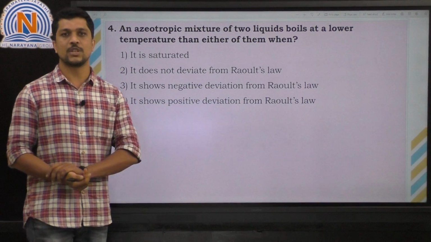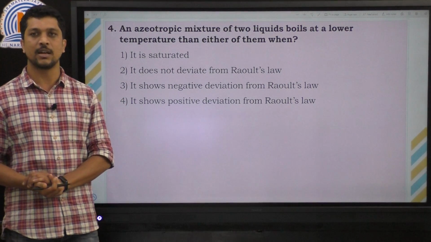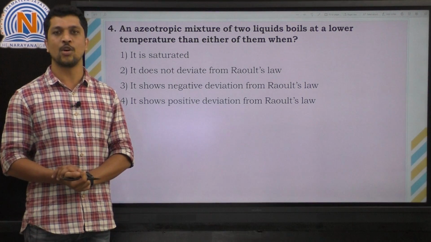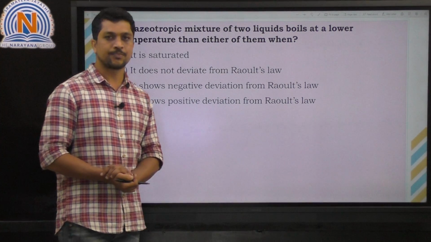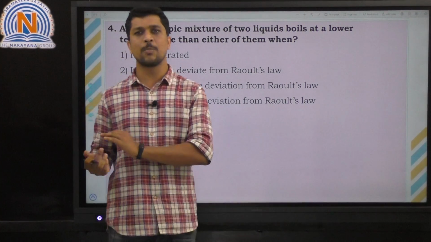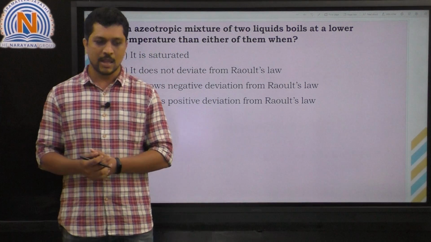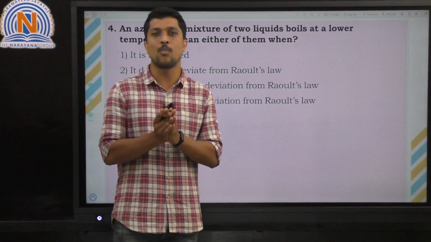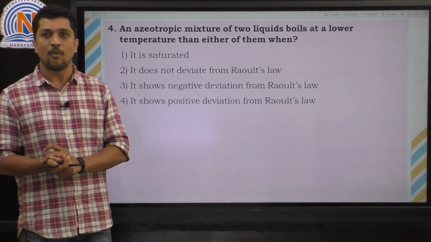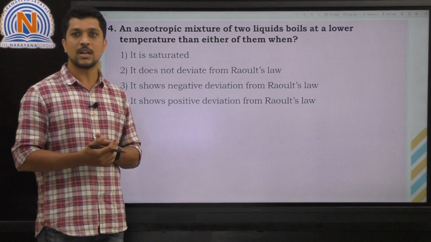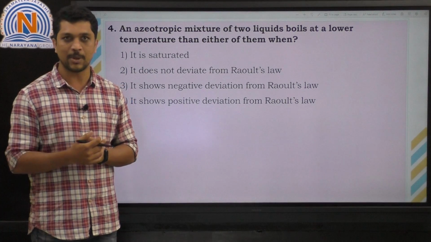So here the fourth question, an azeotropic mixture of two liquids boils at lower temperature than either of them when. Whenever there is an azeotropic mixture, what is an azeotropic mixture? Two liquids have the same boiling point in a mixture, right? So when they have, what is that? Two liquids boil at lower temperature.